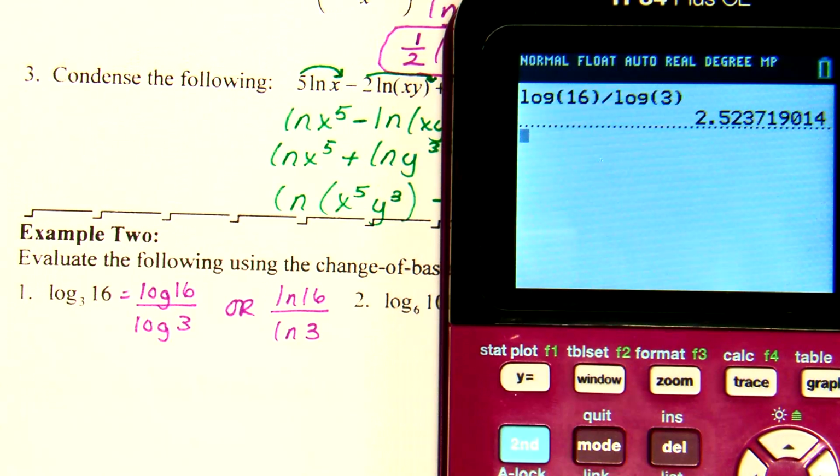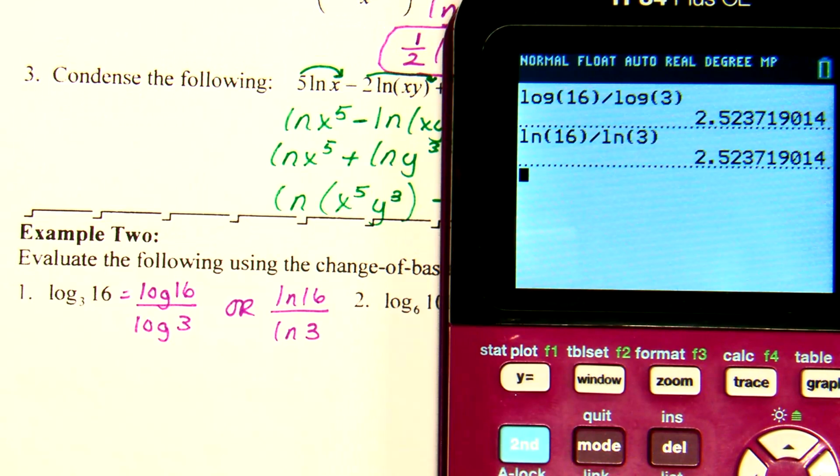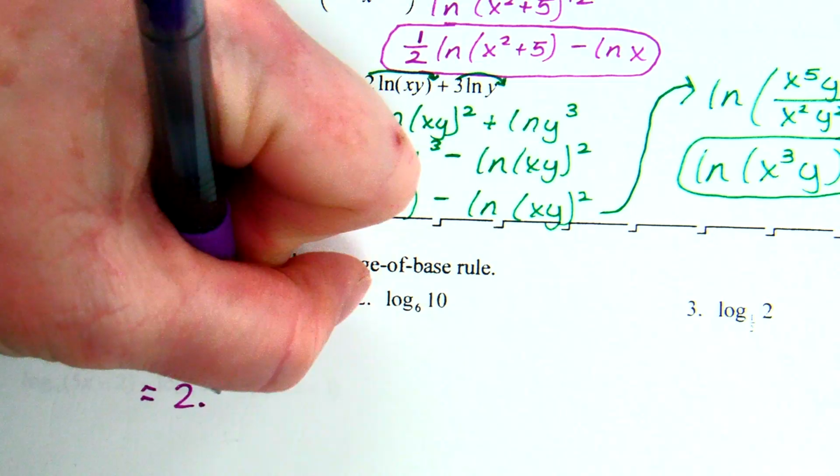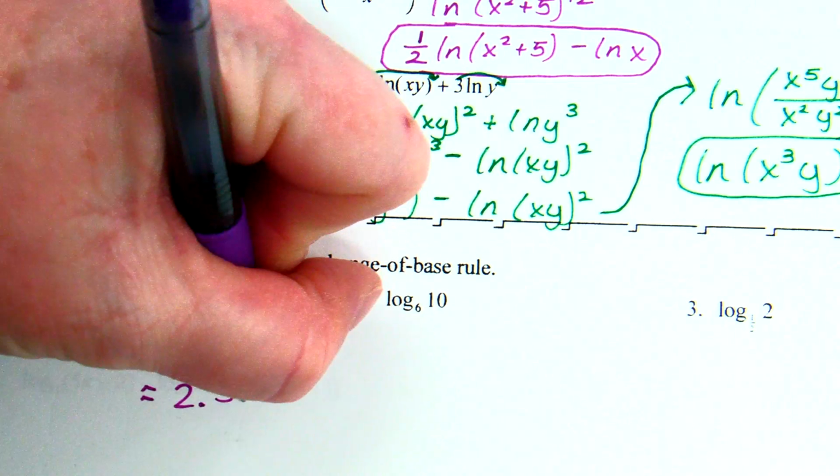2.523719014. That was me using log base 10. What if I use natural log? Do you get the same thing? Yeah. So my point to prove there is, does it matter whether you use log base 10 or natural log? It does not matter. Okay. There are certain situations as you get into logs where there are times where there is an advantage of using a base 10 or a base E depending on the problem. In a general situation like this, it doesn't matter. If I go 3 decimal places, 2.524.